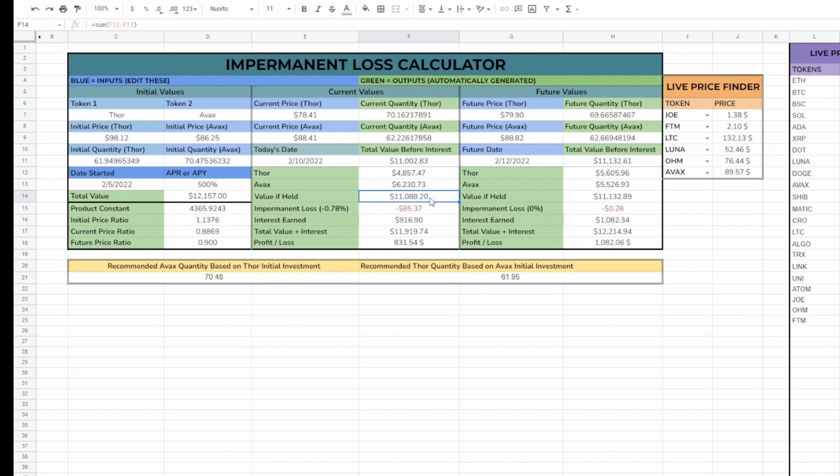The value of the two tokens right now and that quantity would be $11,088.20.